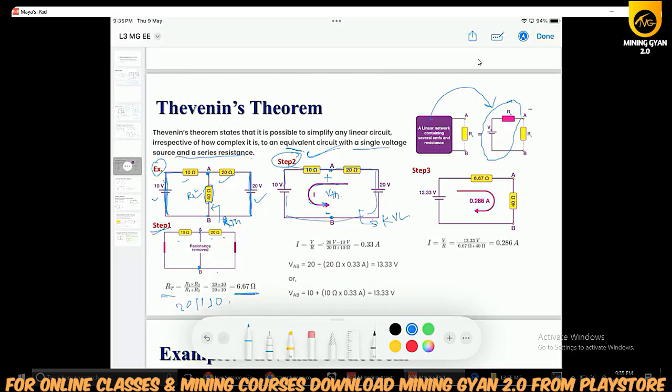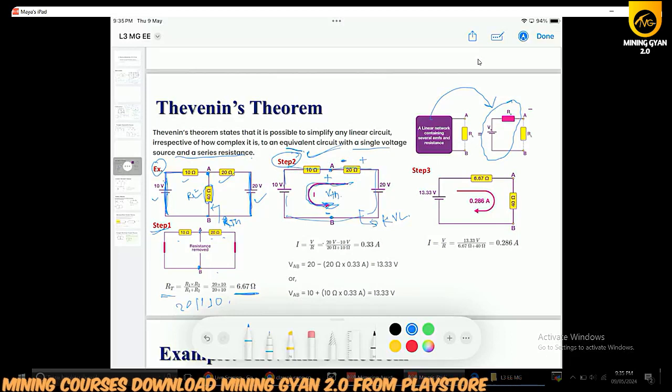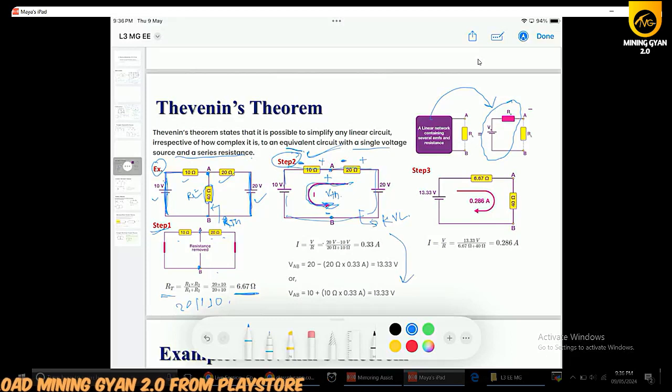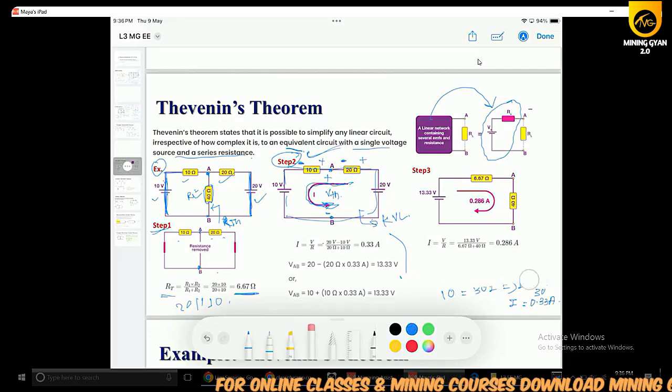How to apply our KVL equation? If the current is flowing in this direction, there will be a potential drop across the 20 ohm resistance, then a potential drop across the 10 ohm resistance. Likewise, we can write the equation like this: 20 volts minus 20 into I minus 10 into I minus 10 equal to 0. So 10 equals 30 I, then I will be 10 by 30, that will be 0.33 amperes.